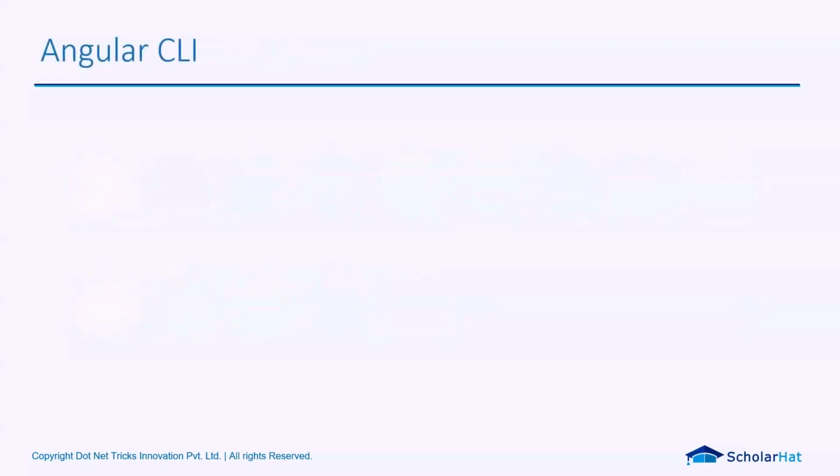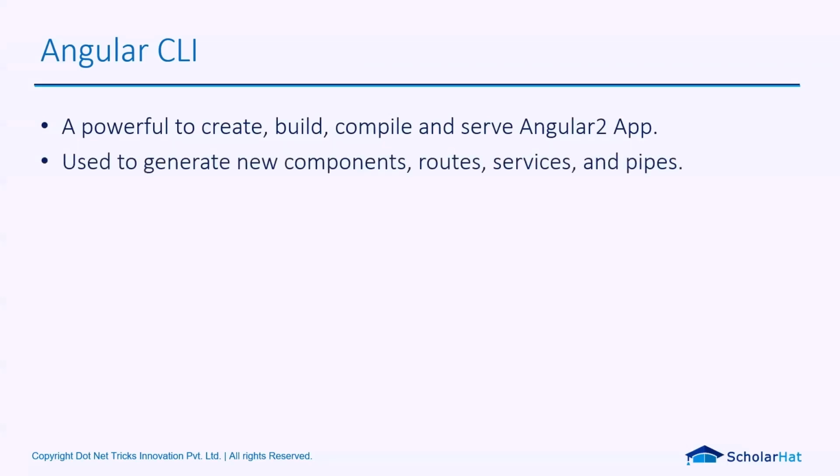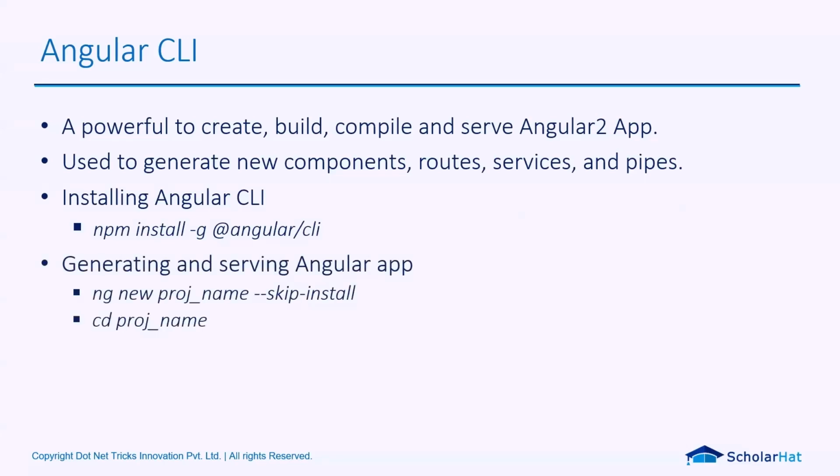To get started with Angular, we need the Angular CLI. Angular CLI is a powerful tool to create, build, and serve Angular 2+ applications. With the help of Angular CLI, we can generate components, routes, services, and pipes. To install the Angular CLI, you have to run this command: npm install -g @angular/cli. Then we can create the Angular project. Then we go inside the Angular project and install all the necessary node packages. Then you have to run the ng serve command. With the help of the ng serve command, we can run our application. This is how the Angular CLI comes into the picture.